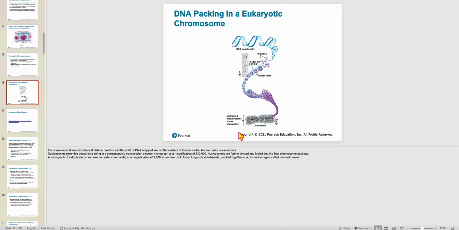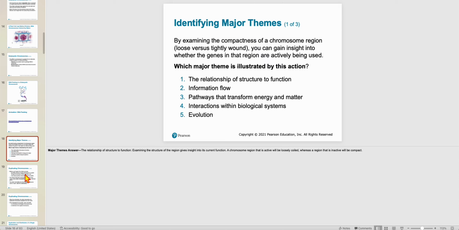Chromosome. And you can see down here at the bottom, it says duplicated chromosome. And in the center, we have something called a centromere. A centromere is in the middle holding the chromosome together. It's almost like a tie wire or a zip tie holding the chromosome together. And that's a centromere. It's held together in the middle. Okay, next slide.